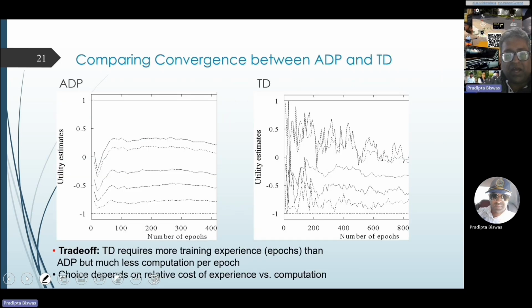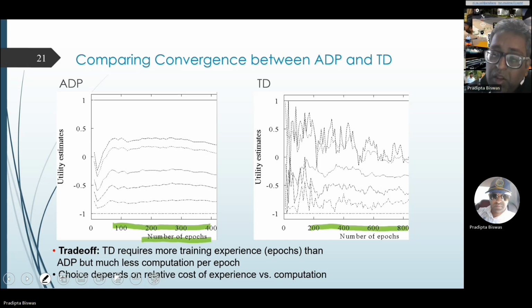So this is a comparison in the number of epochs, that is, the number of times we iterate. And here you can see the utility estimation. In the y-axis we put the utility values. The trade-off is you can look at these values here: 100, 200, 300, 400, and this is 200, 400, 600, 800. So temporal difference learning requires more epochs or iterations to converge than the ADP.